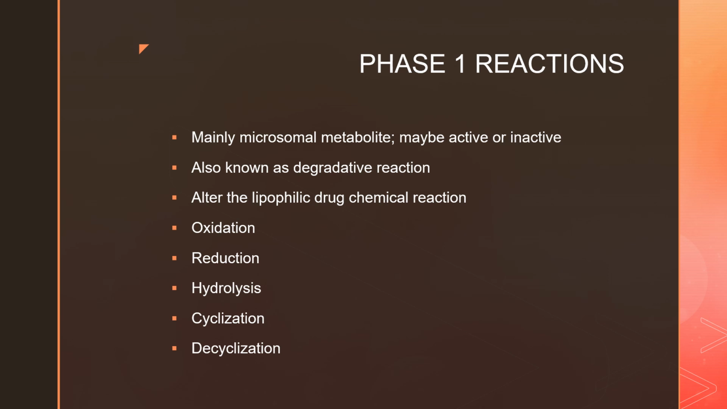And we see the cyclization reaction in the phase 1 reaction. It forms a ring structure out of a straight chain structure. For example, in the case of the drug cycloguanil, it is obtained from proguanil. Now when we go for decyclization, it occurs the opposite way around. Here the ring structure is converted into a straight structure. For example, in the case of barbiturates and phenytoin, etc.